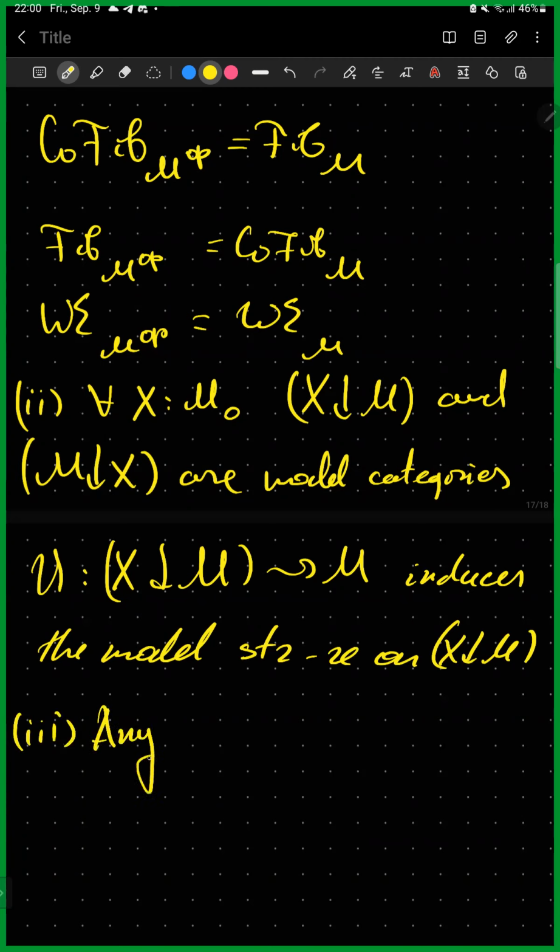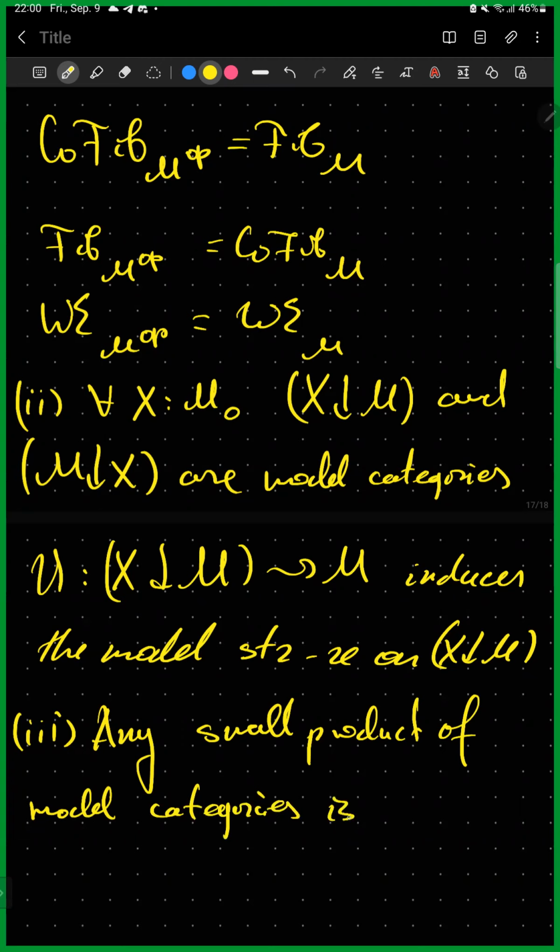So any small product of model categories is a model category. You just define the classes of maps component-wise. So you say that a map is a cofibration if each component of this map, that is, its image under each projection, belongs to a certain class. So it's a cofibration if each projection is a cofibration.